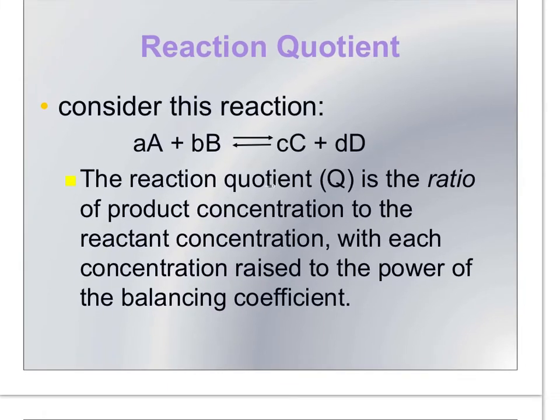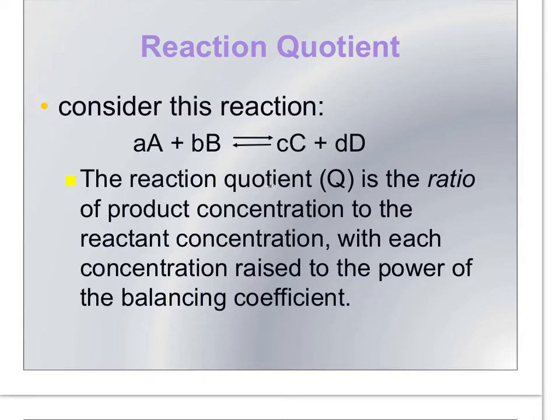So the reaction quotient, which is capital Q, because remember lowercase q is heat, so don't confuse the two. The reaction quotient is the ratio of product concentration to the reactant concentration, with each concentration raised to the power of the balancing coefficient. Now, it's a little confusing in words. It makes more sense when you see it as an equation.